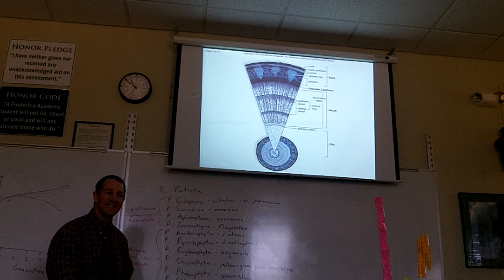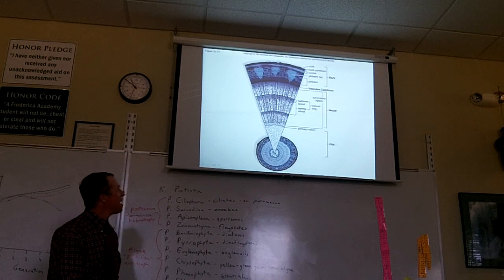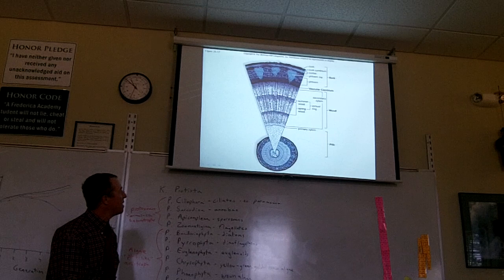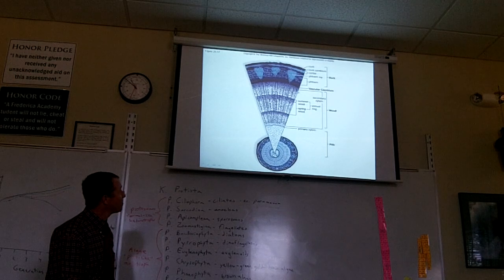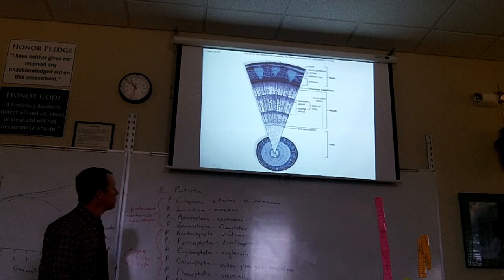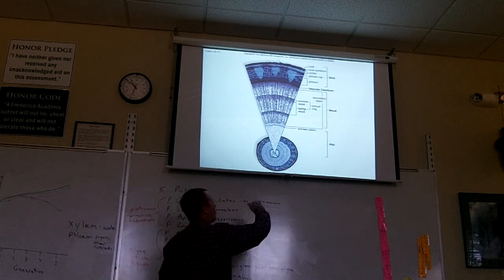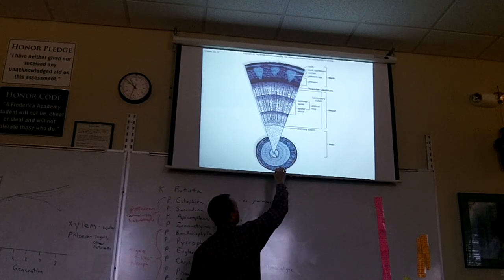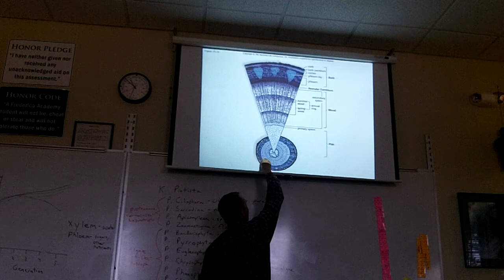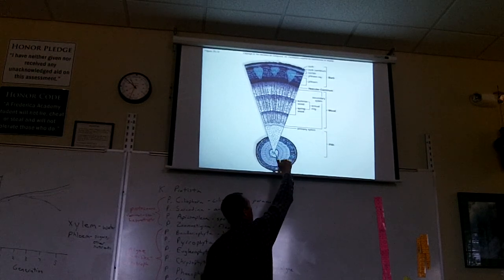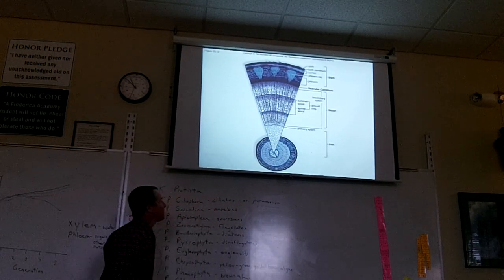Does that make sense? Now, the cells toward the interior tend to die as the years go by. So these cells all end up dead. And the only functioning cells are toward the outside. So after many years, there'll be all these rings. All these are dead cells, and only the ring toward the outside is the one that's actually transporting water up the plant.